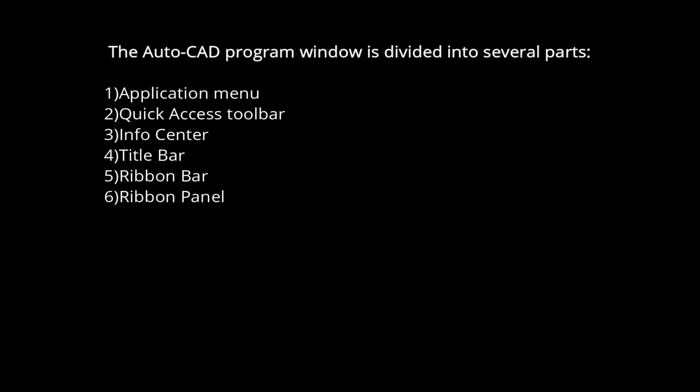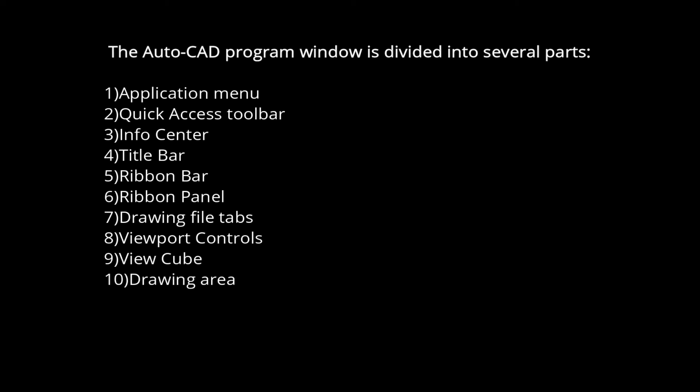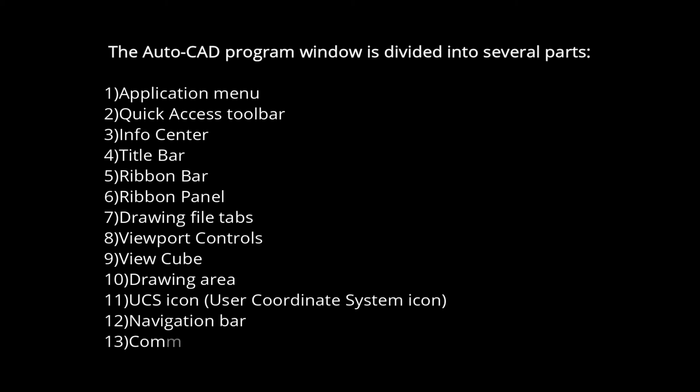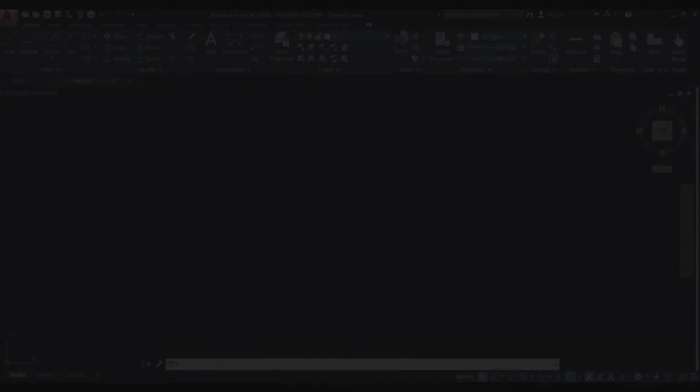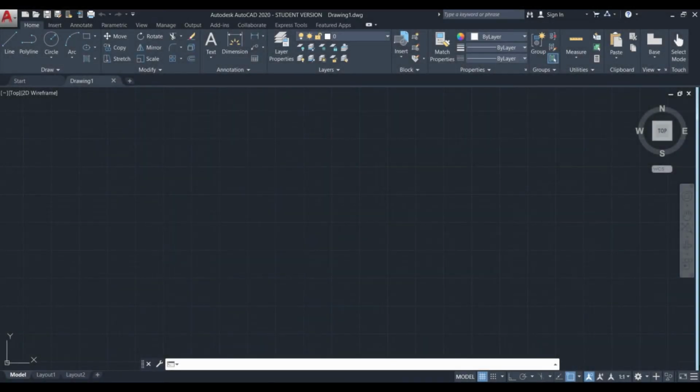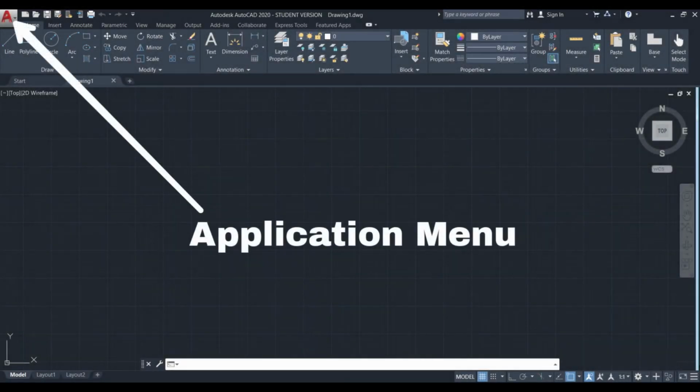7. Drawing file tabs. 8. Viewport controls. 9. View cube. 10. Drawing area. 11. UCS icon, user coordinate system icon. 12. Navigation bar. 13. Command window. 14. Model and layout tabs. 15. Status bar.